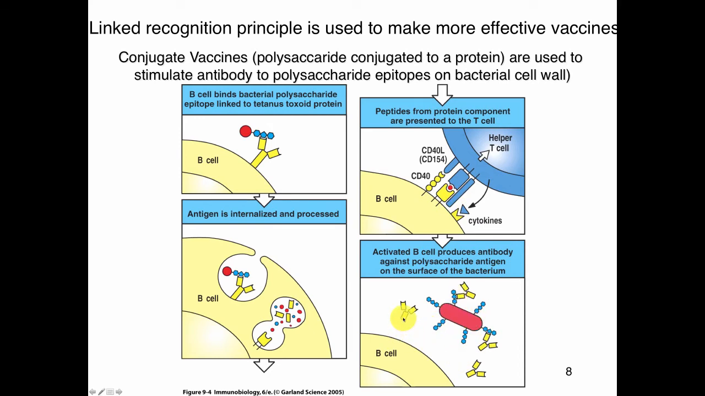And so if that happens, then the B cell will secrete antibodies specific for the bacterial cell wall epitope, and those antibodies will neutralize or prevent infection from that bacteria.